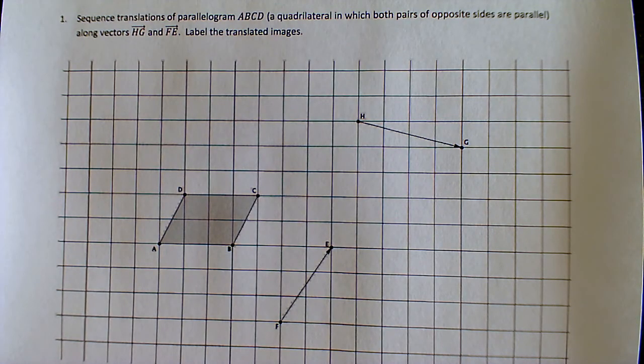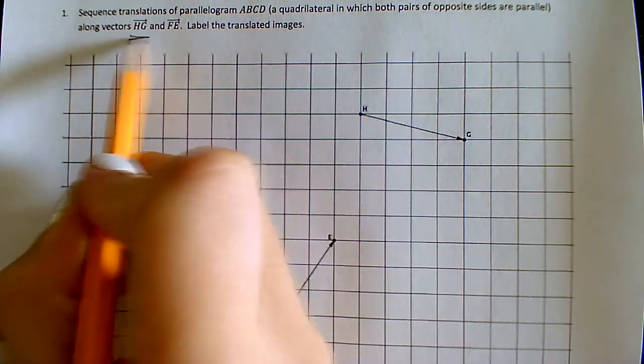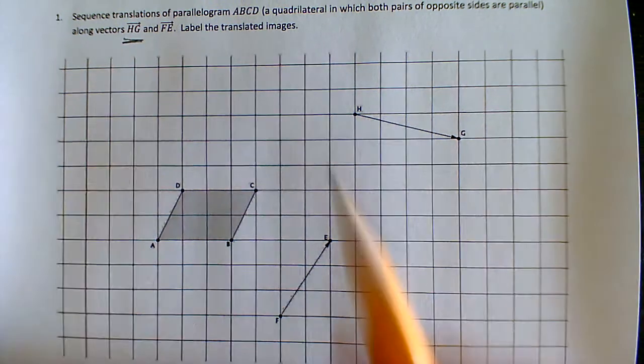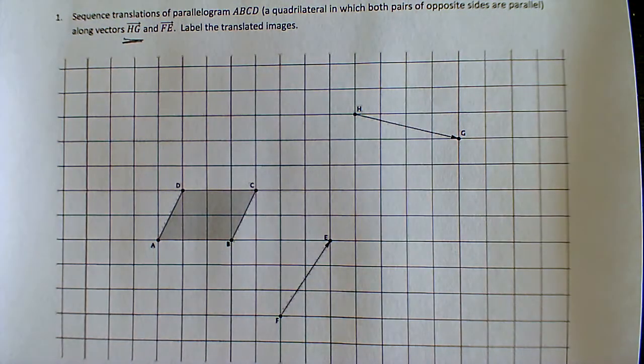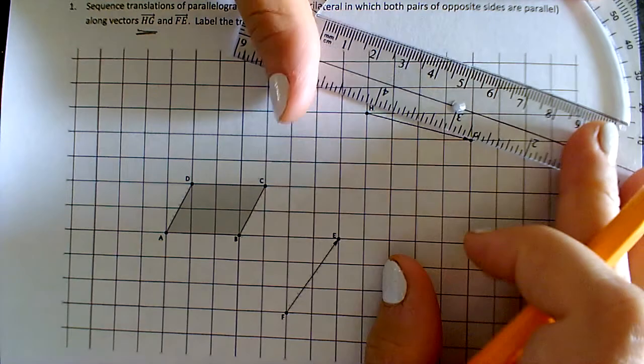Sequence the translations of parallelogram ABCD along vectors HG and FE. Label the translated images. So first we are going to use HG, which is this vector here. So we need to extend the line through the vector in the direction that it points.